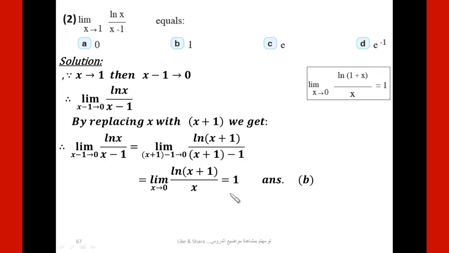So we convert the problem itself, we convert the limit to the form of the rule. The form of the rule is limit ln x plus 1 over x. Here it is ln x over x minus 1. We convert it by replacing x plus 1 with x. So the answer will be B.